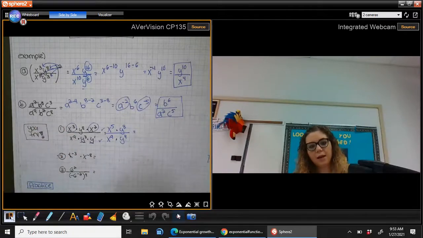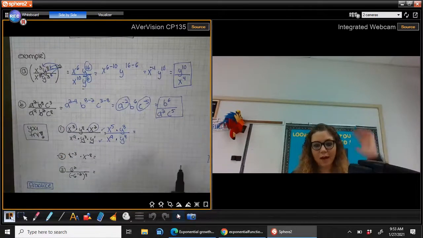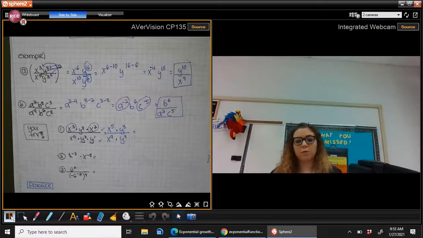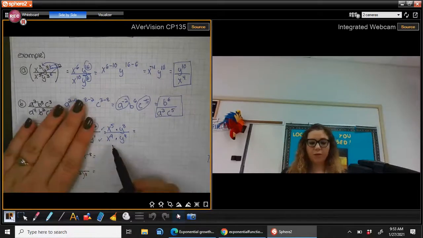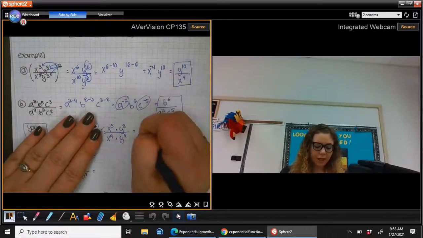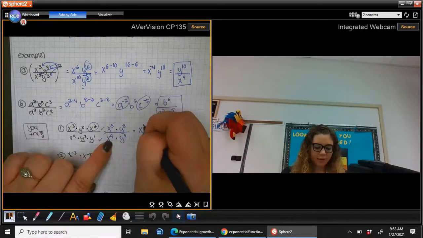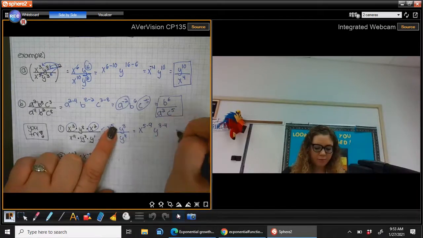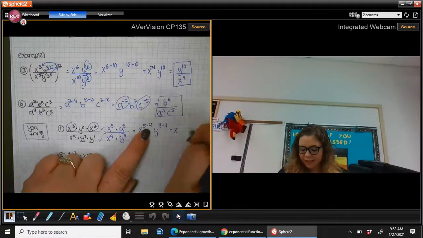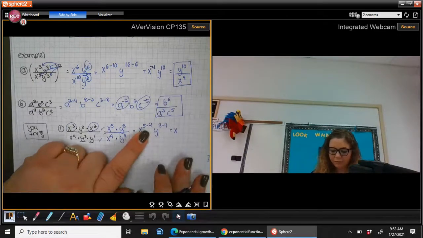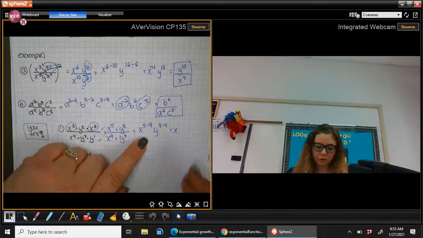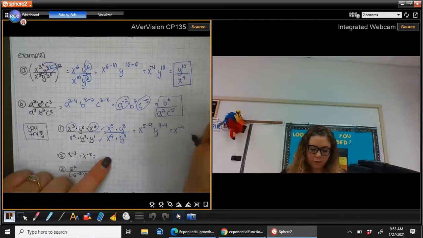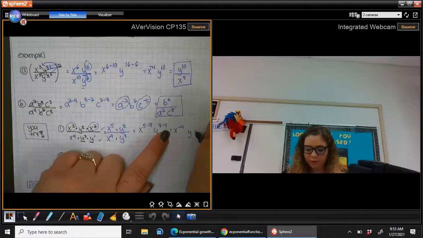Okay. So now everything is simplified. The top is simplified, the bottom is simplified. So now we can use the quotient rule if we wanted to. And we want to. So I'm going to do x, subtract my exponents, 5 minus 9. And then I'm going to look at my y's, 8 minus 4. 5 minus 9 is going to give me x to the what? Negative 4. My y, 8 minus 4 is going to give me positive 4.